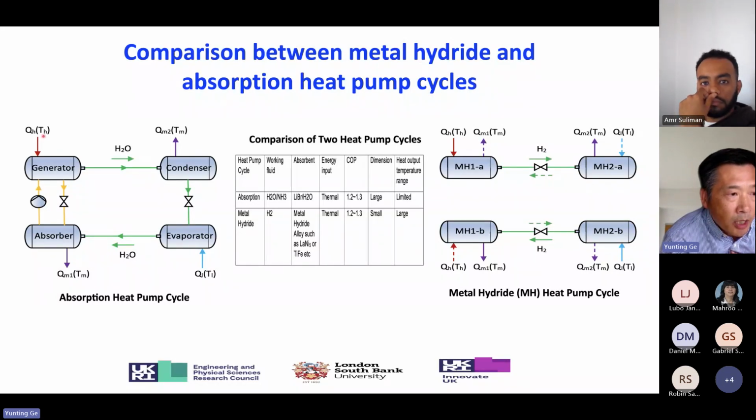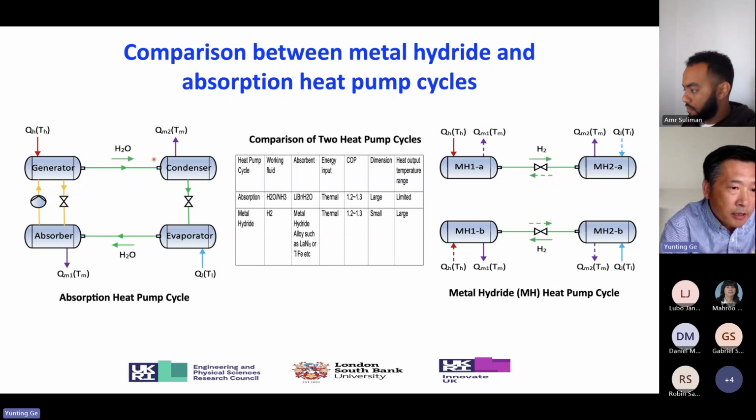So you have a high grade heat source input QH and a low grade heat source QL input to the evaporator, and you can produce two medium grade heat outputs QM1 and QM2 with temperature about Tm. So this is the working mechanism for the absorption heat pump system.